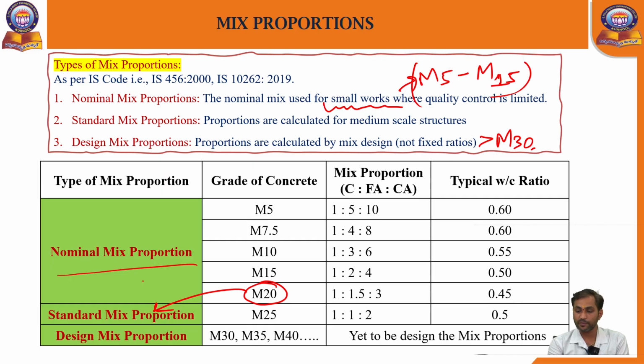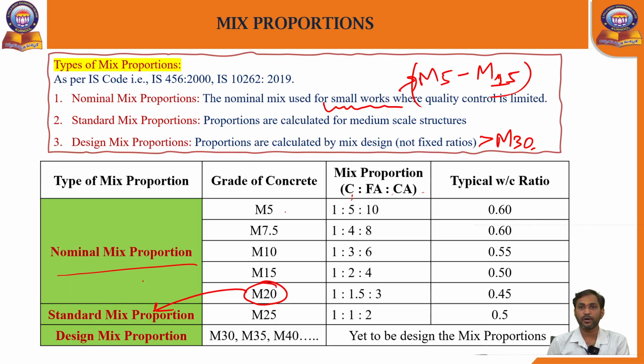Okay, done. What are the mix proportions? Cement, sand and coarse aggregate. So cement is to sand is to coarse aggregate. For M5, 1 is to 5 is to 10. Easily we can get these mix proportions, and with them we can go for the calculation of ingredients.